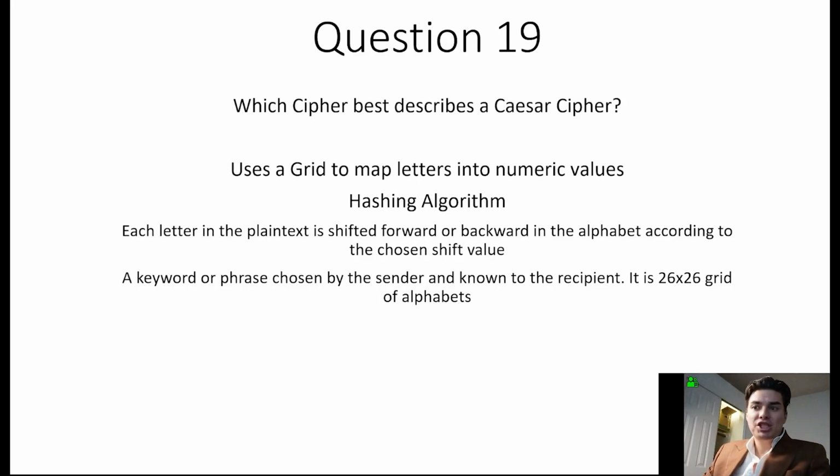Each letter in the plaintext is shifted forward or backward in the alphabet according to the chosen shift value. That is a Caesar cipher. As for example, if A is being shifted 3 letters, it would go to D. And the last option on here, a keyword or phrase chosen by the sender and known to the recipient. It is a 26 by 26 grid of alphabets. That is a Vigenère cipher.